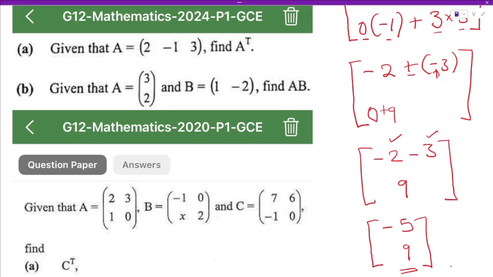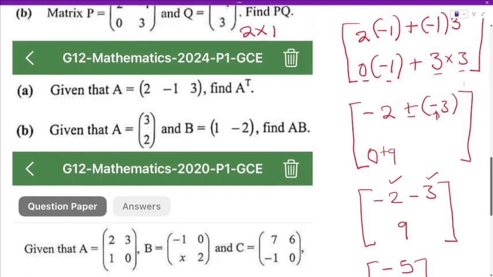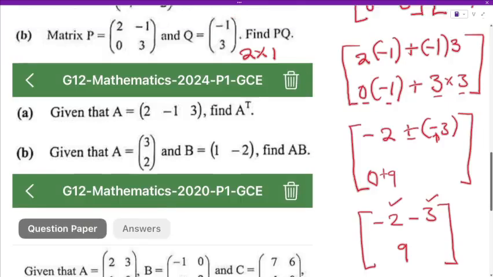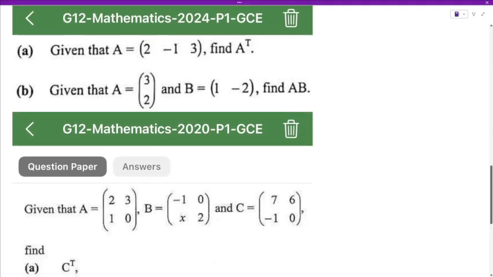Do we have any questions? Are there any questions? Okay, if there are no questions, that is nice. Great. All right, we proceed to the next example, which is this one.